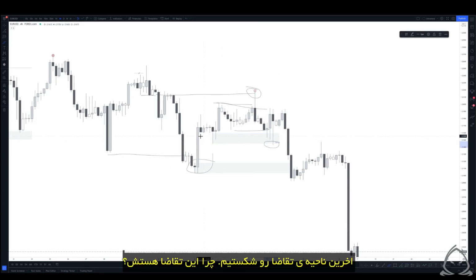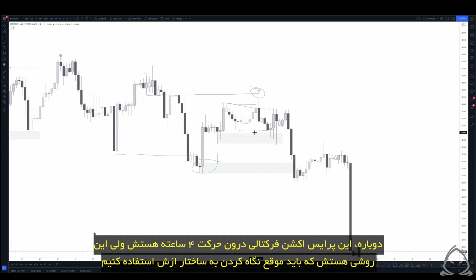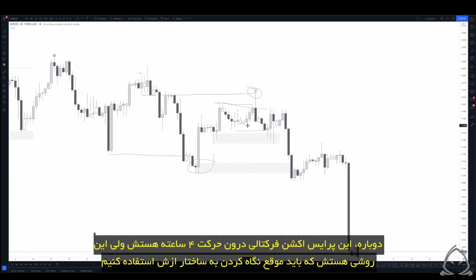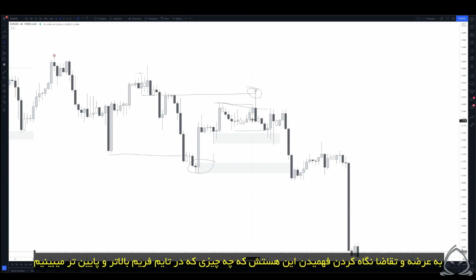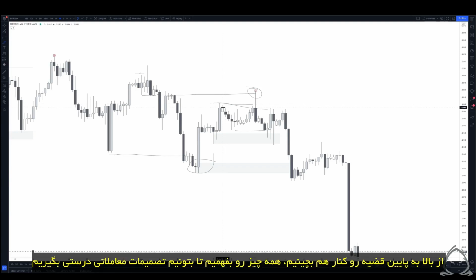Why is this a demand zone? We take liquidity, we break structure, we move to the upside. Again, this is a little bit more fractally priced within this 4-hour leg, but this is how we need to be using and looking at market structure, looking at supply and demand, is understanding what we're seeing on the higher time frame and what we're seeing on the lower time frame, building that story from the top down and understanding everything so that we can make the most informed trading decisions.